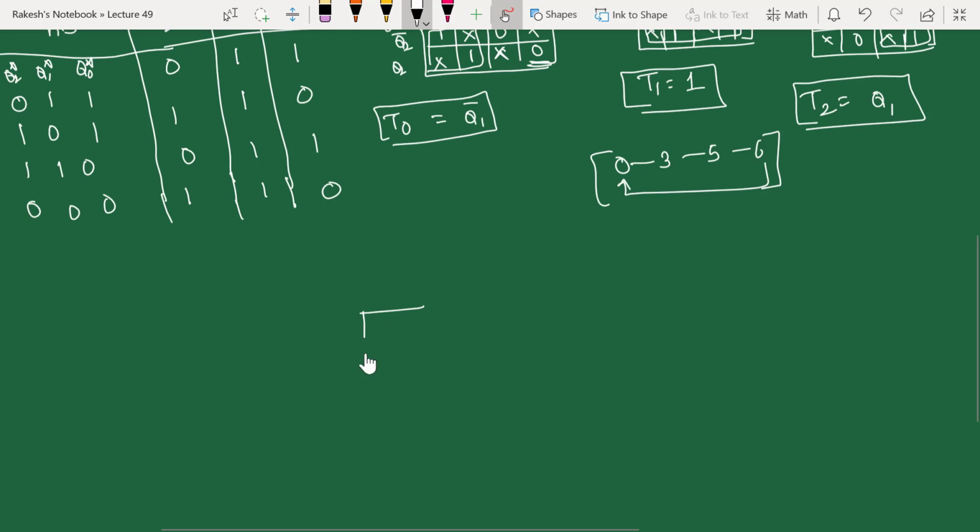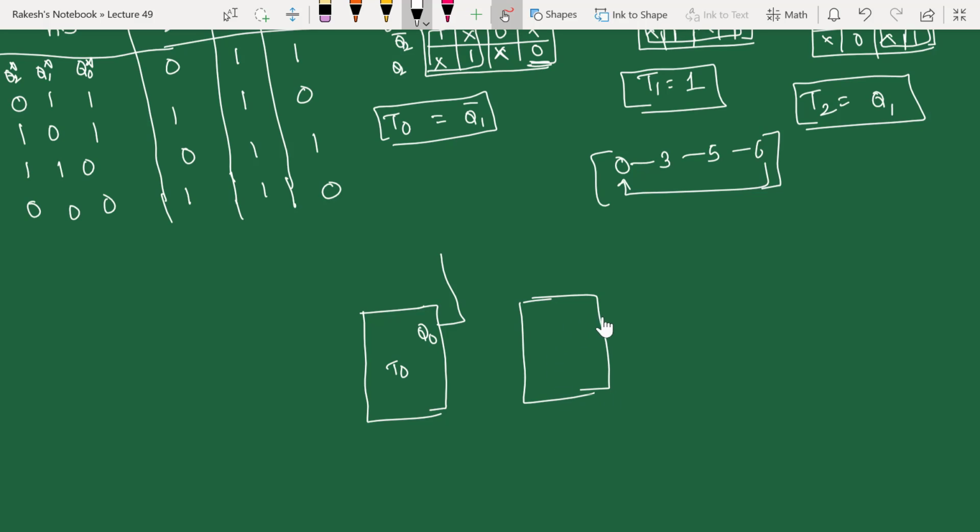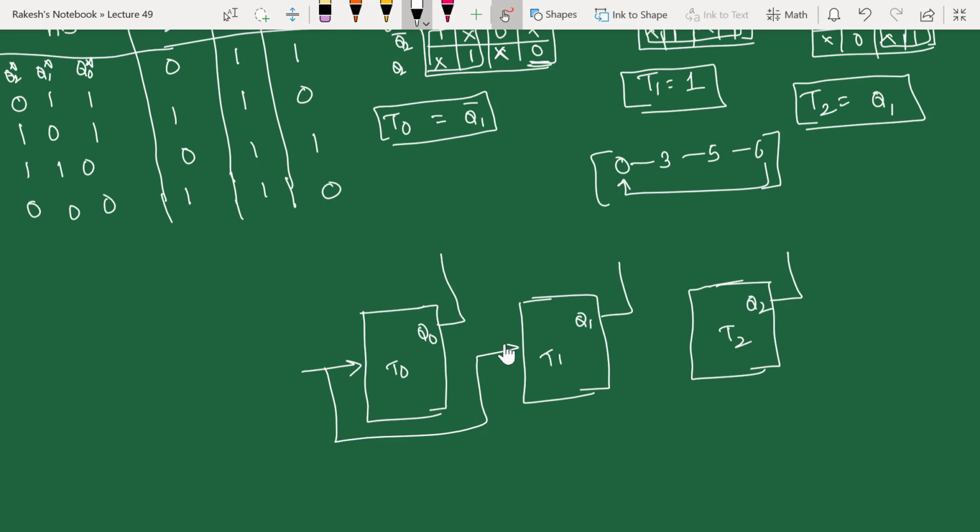So we are having 3 flip-flops. This is my T0, the corresponding output is Q0, and the second flip-flop, this output is Q1, and this is my T1, and you are having a third flip-flop here, this is T2, and this output is Q2. The clock is given as usual, the same for all the flip-flops at the same time.